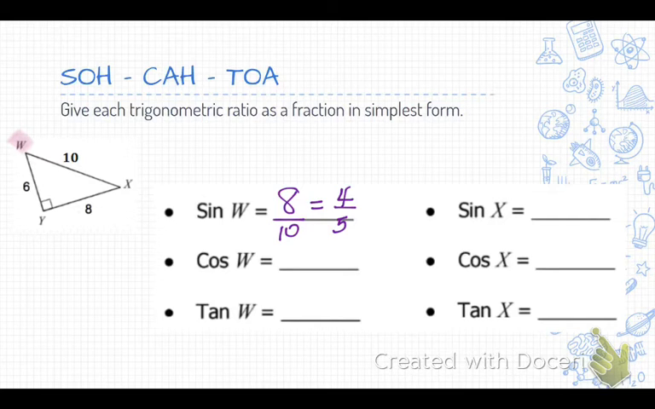Now I have cosine W. What is adjacent to W? 6. Good, because that is the side that shares with my angle. So I have 6 over, and what's my hypotenuse? Good. And what is that fully simplified? 3 over 5. Are we okay so far? This is pretty much review for us. Finally, I have tangent W. So tangent is what ratio? Opposite over adjacent. Do we remember that?